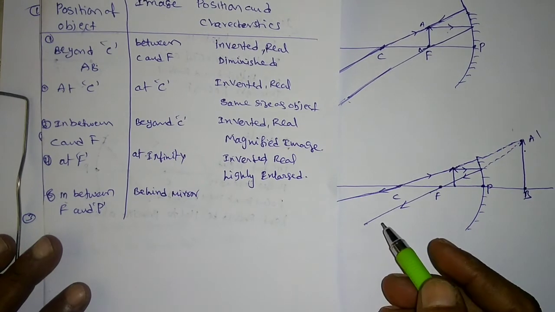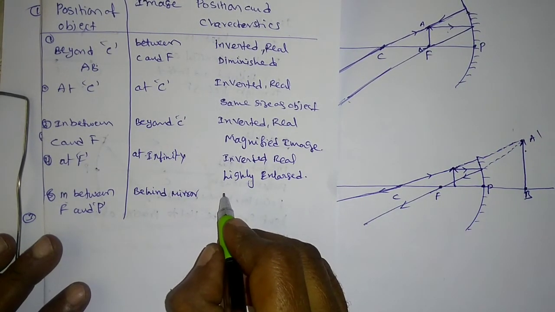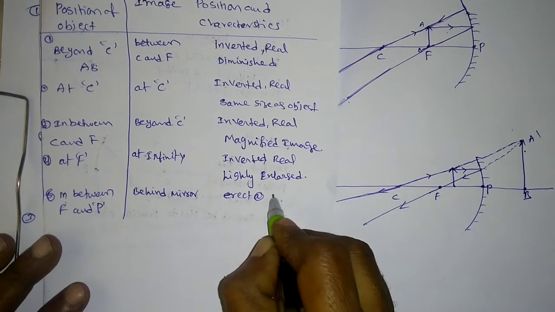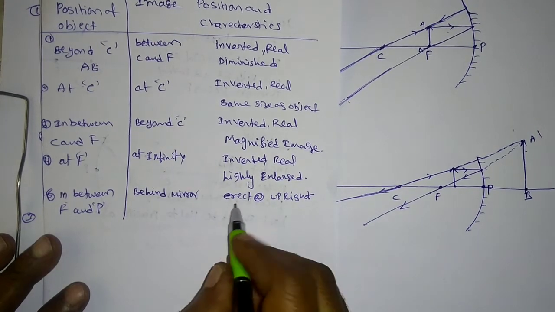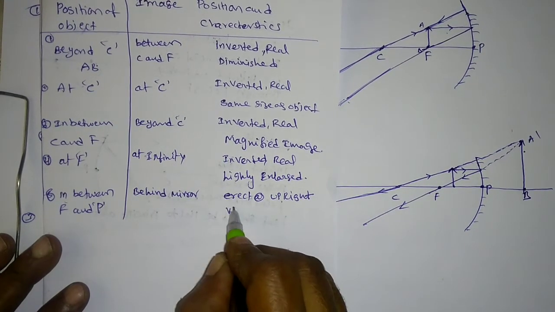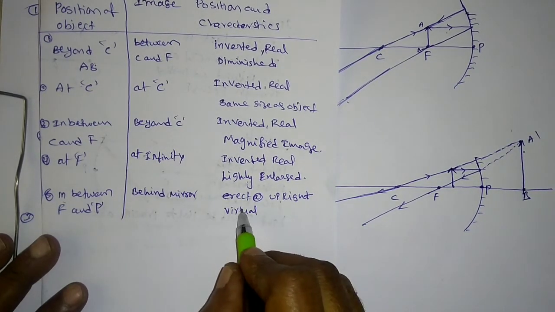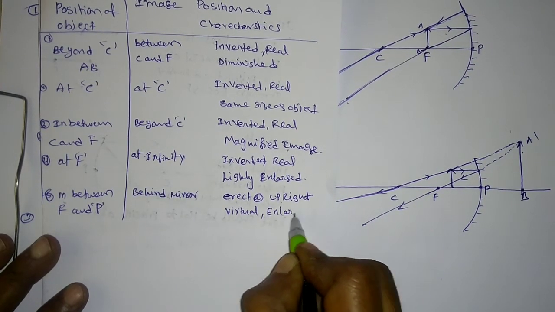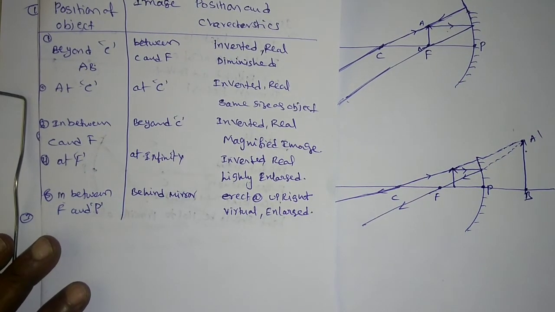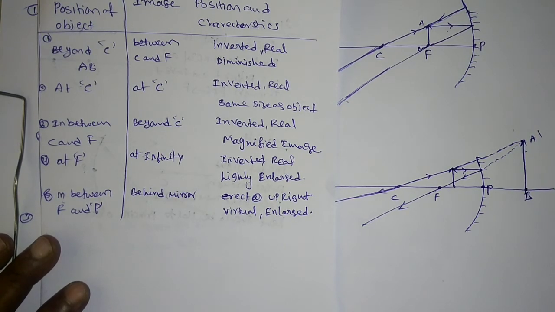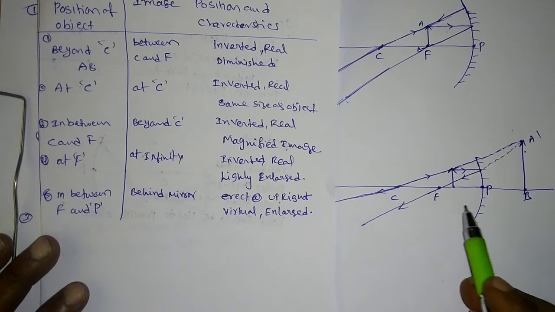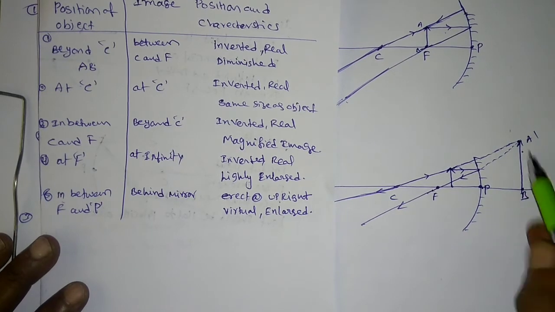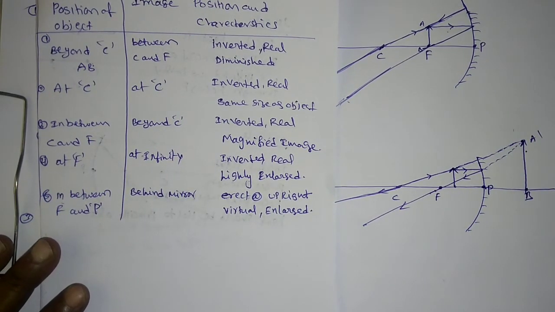That means what are the characteristics of this one? The image here is erect, or you can say upright. Whenever an erect image is formed, it is virtual, because these two lines really do not meet. That's why we can say this is a virtual image, and the image formed is enlarged. So from the competitive point of view, you have to remember that in the case of the concave mirror, when an erect enlarged image is formed, that means the object is in between pole and focus point, the image formed is an erect, enlarged virtual image. This is the formation of images in the concave mirror.